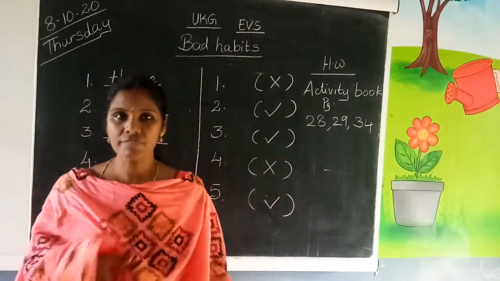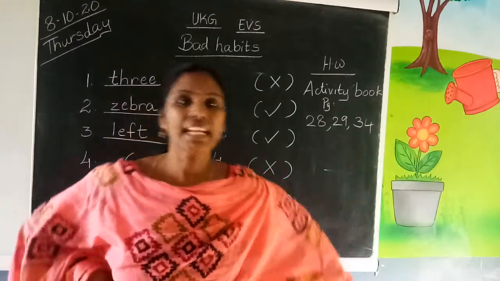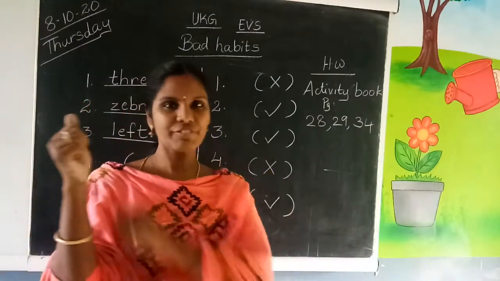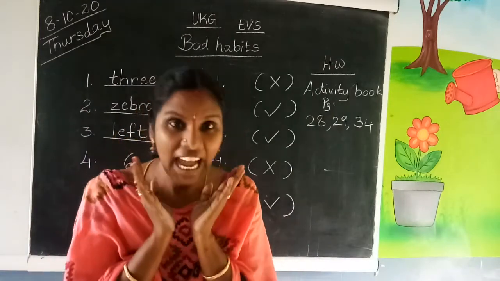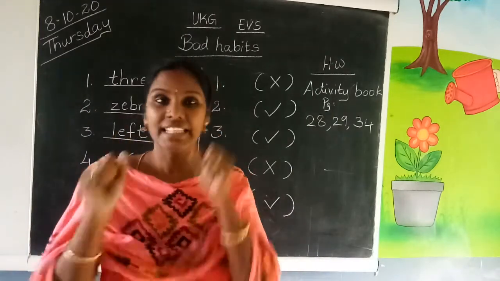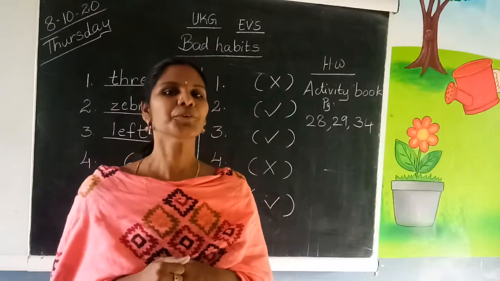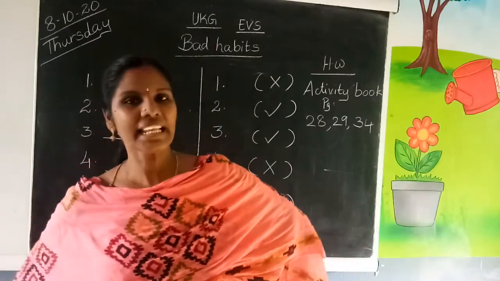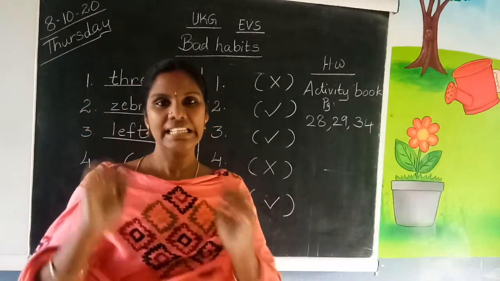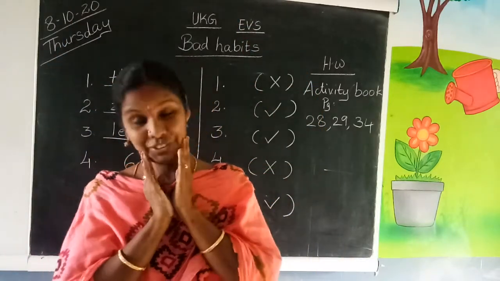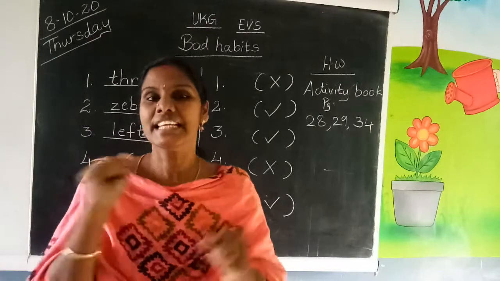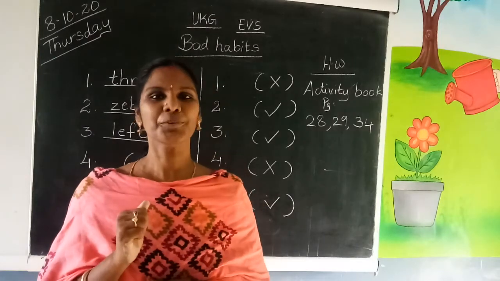Shall we revise the rhyme once? Hey diddle diddle, the cat and the fiddle, the cow jumped over the moon. The little dog laughed to see such fun. The dish ran away with the spoon. Hey diddle diddle, the cat and the fiddle, the cow jumped over the moon. The little dog laughed to see such fun. The dish ran away with the spoon.